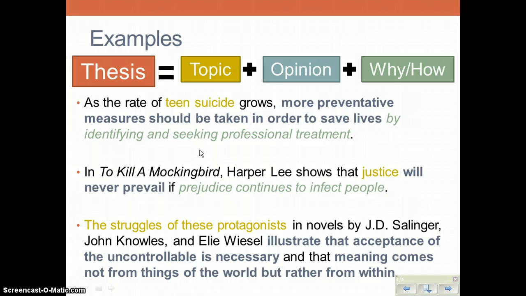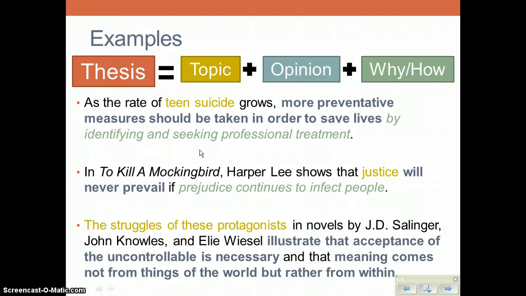Yeah, it's a pretty cut and dry thesis statement. In To Kill a Mockingbird, Harper Lee shows that justice will never prevail if prejudice continues to infect people. Not much to say there. I think it's just a standard topic, opinion plus why or how.